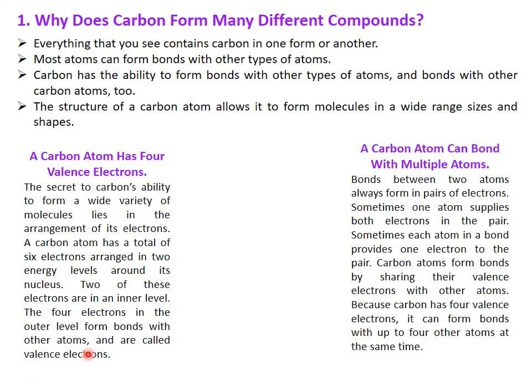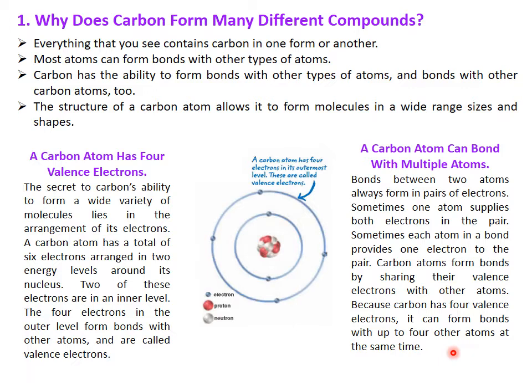Second, a carbon atom can bond with multiple atoms. Bonds between 2 atoms always form in pairs of electrons. Sometimes one atom supplies both electrons in the pair. Sometimes each atom in a bond provides 1 electron to the pair. Carbon atoms form bonds by sharing their valence electrons with other atoms. Because carbon has 4 valence electrons, it can form bonds with up to 4 other atoms at the same time.